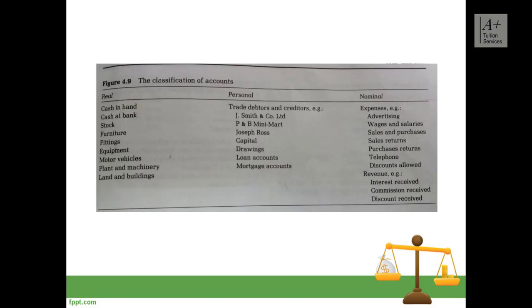Expenses of the business in most cases will be advertising, wages and salaries, sales and purchases, sales returns, purchases returns, telephones, discounts allowed. Revenues, examples of that will be anything the business receives, and sometimes they receive interest, commission received, and discounts received. So you need to understand the different classes before we get into double entry, because in double entry we have something called a debit and a credit side, and if you are unsure of these classes of accounts, you're going to mess up the double entry because you wouldn't know which account gains and which account loses.